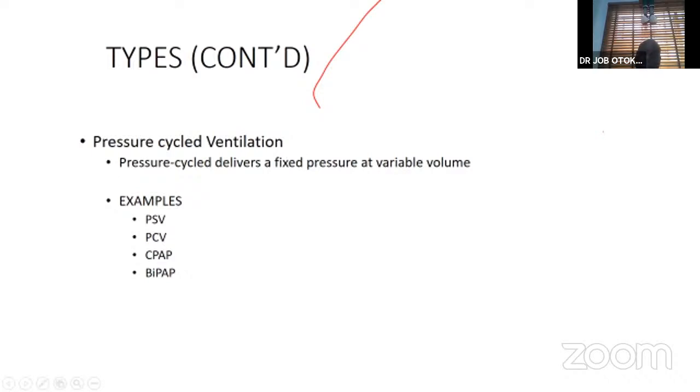Another type is pressure cycled ventilation and then volume cycled. We're all aware of these terms. With pressure, you set the pressure, and what varies is the volume. Volume cycle means you preset the volume: my ventilator delivers 200 mils to this patient, and the ventilator will do exactly that. With pressure cycle, I set the pressure, and it delivers a fixed pressure at variable volume.